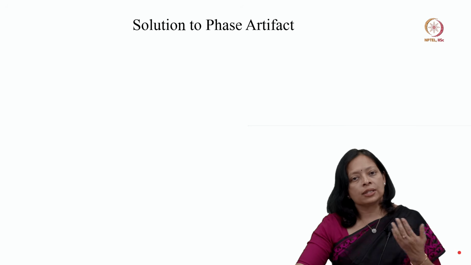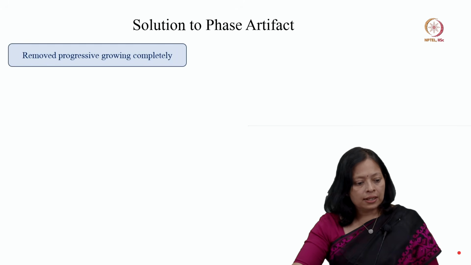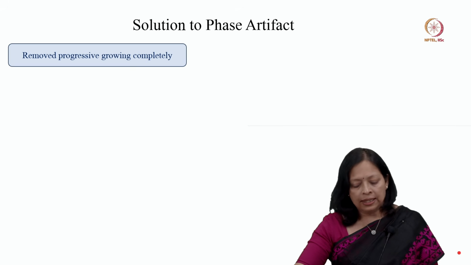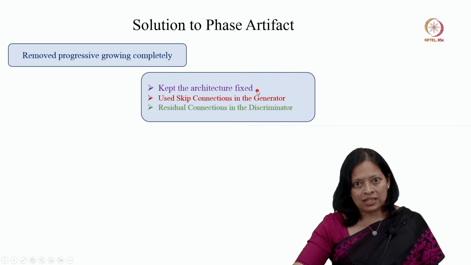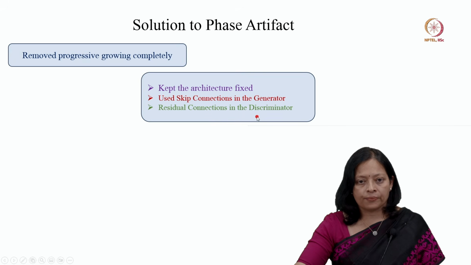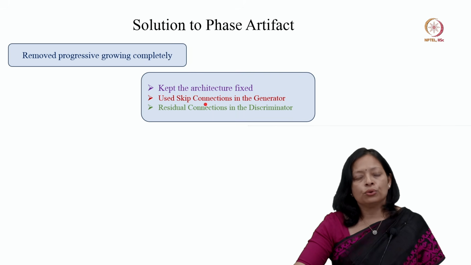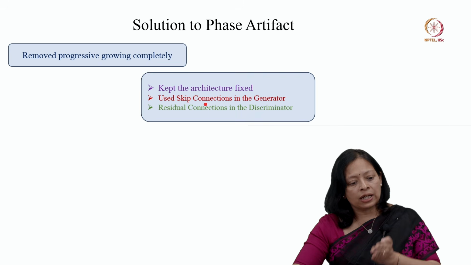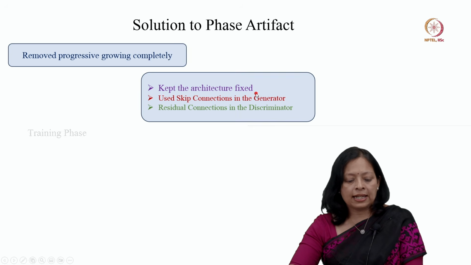So, what is the solution proposed by the researchers to overcome this problem? They remove the progressive growing completely, and there are three things that they have done. One is keeping the architecture fixed in StyleGAN 2, using skip connections in the generator and residual connections in the discriminator. We will have a look one by one into each of them and see how they have been able to overcome this phase artifact problem. We will first look into keeping the architecture fixed.